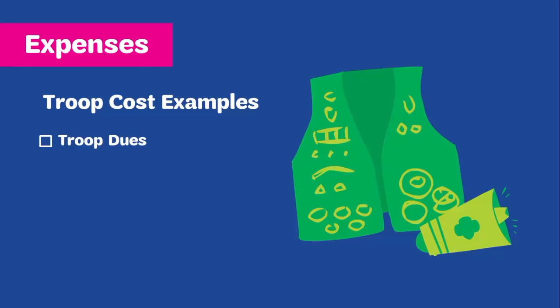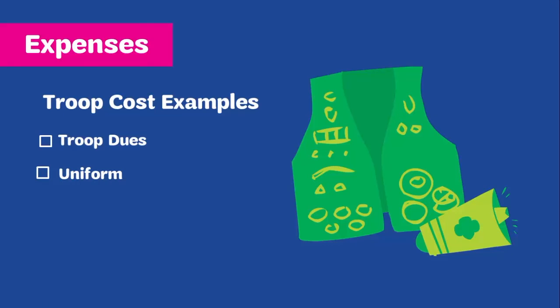This money goes directly to the troop to offset supplies, snacks, and so on. It should be minimal, and it is not meant to provide a surplus of troop money or pay for all troop activities. Oftentimes, troops stop collecting dues once their cookie money is in.